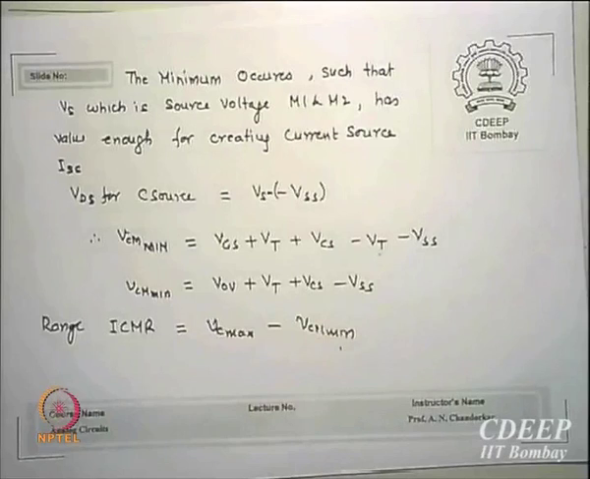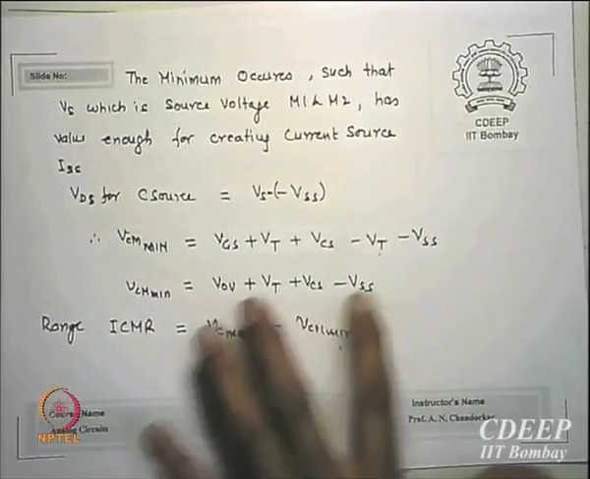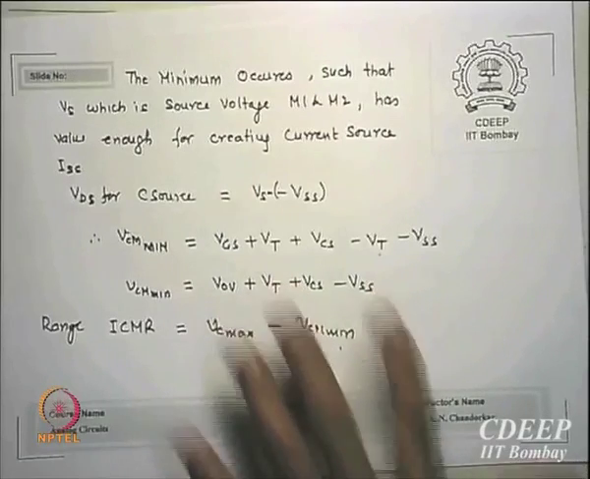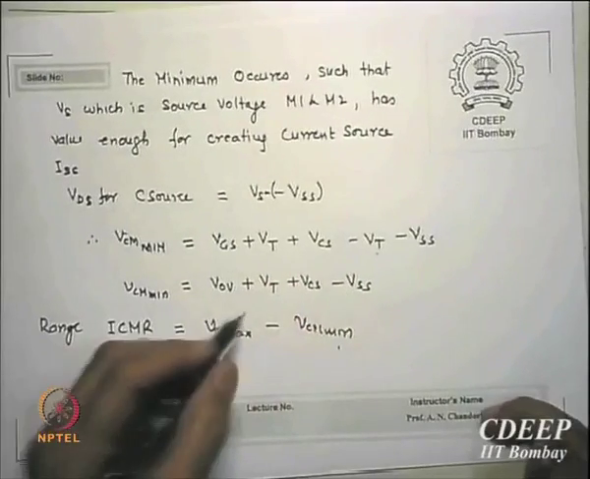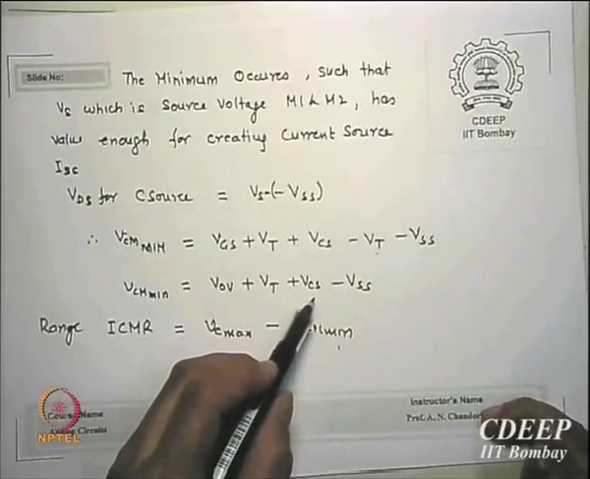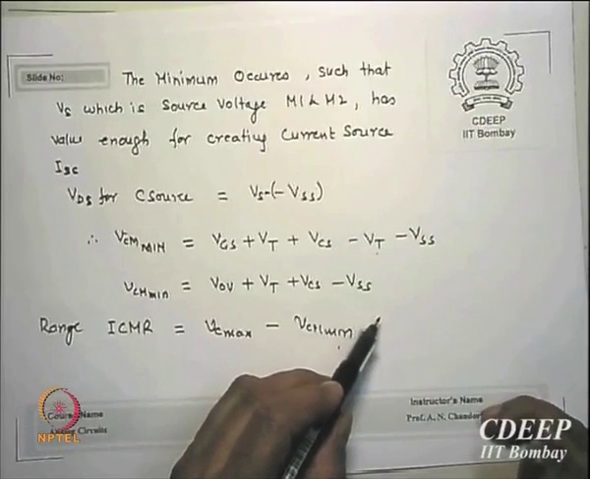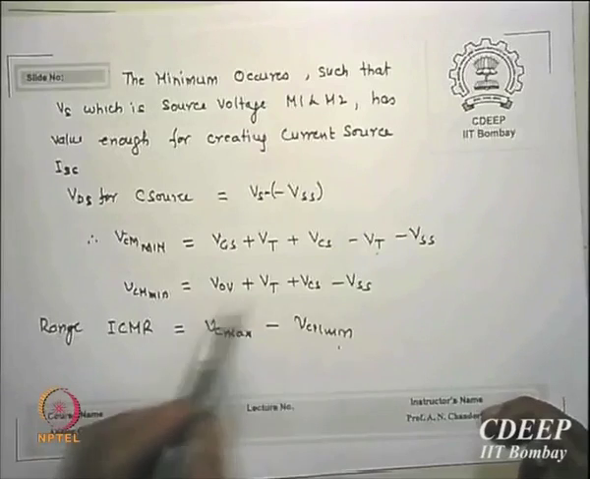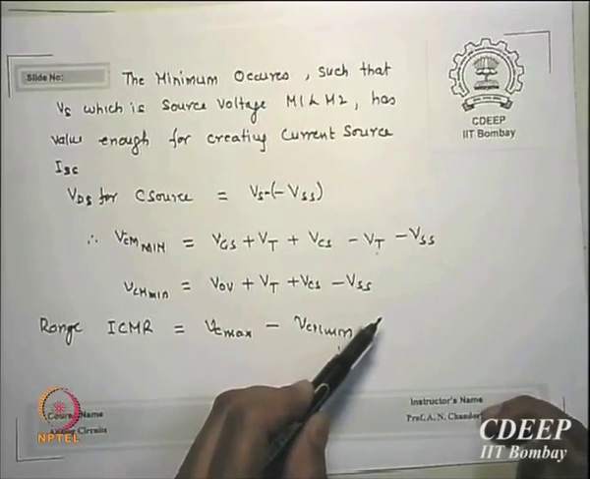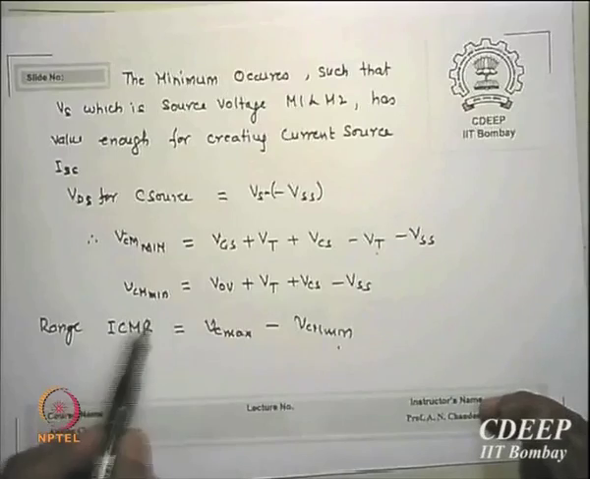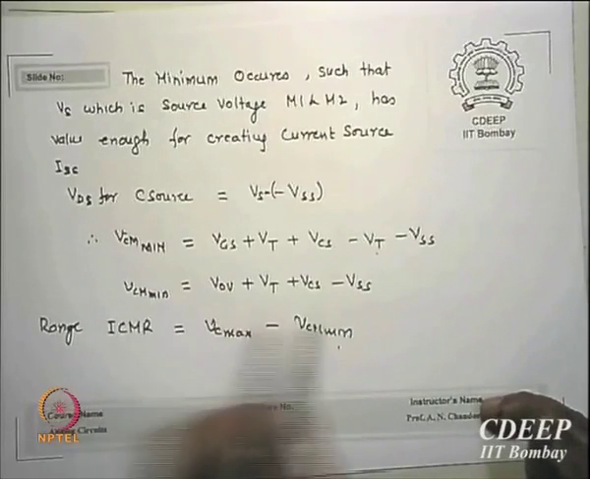Why did I do that? Just to make some VOV term appear there, okay. Actually this VT was not there, but I just added and subtracted. So I get VOV plus VT plus VCS minus VSS, okay. Why is it a minus VSS, but it will become plus? Because VSS is a negative quantity. So this is called VC minimum.